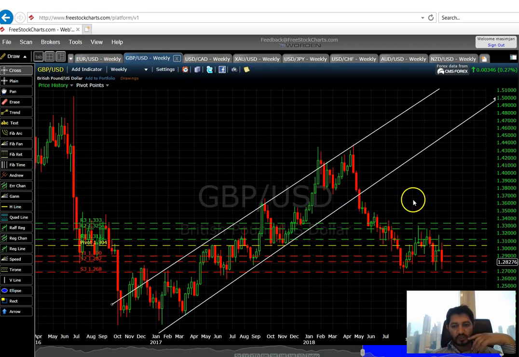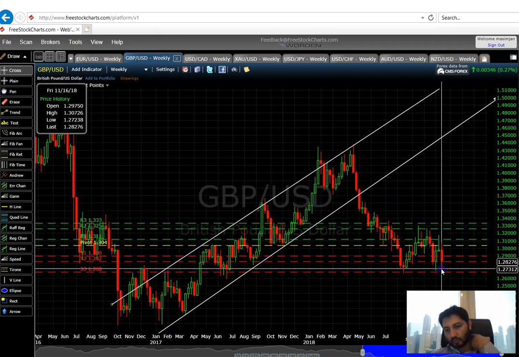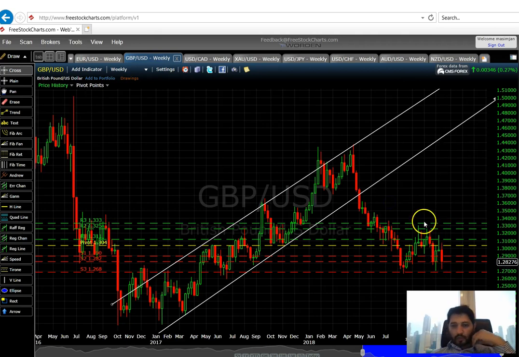Looking into the GBP USD analysis, as we can see, we saw a very big drop last week, and it closed as a bearish candle. Even though the dollar is really weak, because the pound is weaker as well, I'm expecting it to drop more.